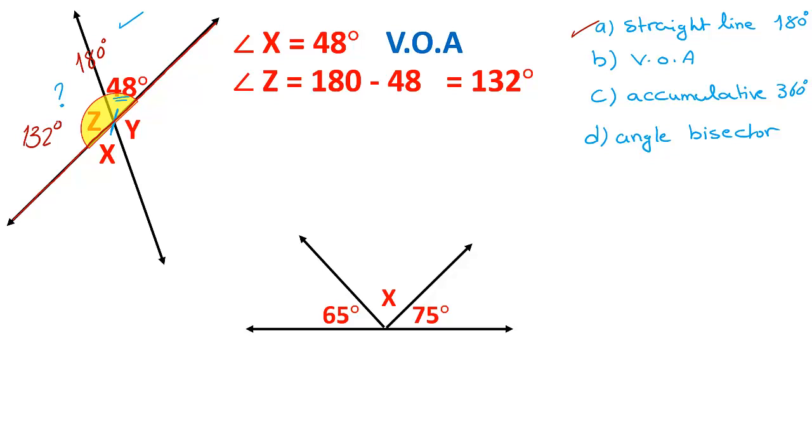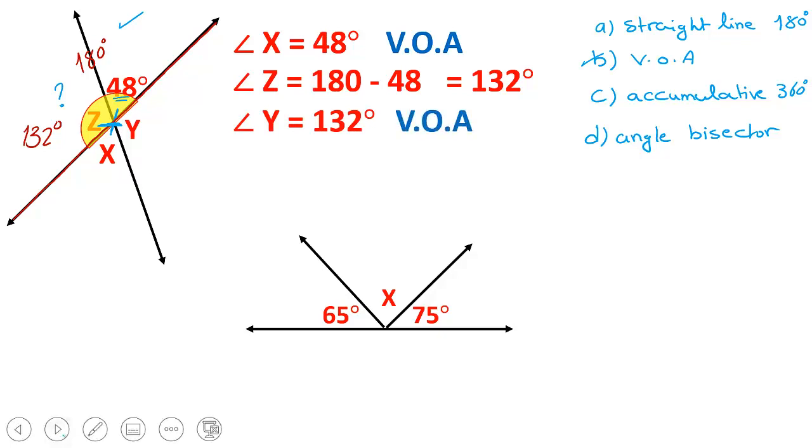Can I find now angle Y? So let's go again and ask ourselves the four questions. Is angle Y on the same straight line with angle Z? No. Are they resulting from the intersection of two lines, so I have VOA? Yes. Angle Z and angle Y are vertically opposite to each other, so angle Y is equal to angle Z. Angle Y is equal to 132 degrees because it's a vertically opposite angle. I hope it's clear now, Prep 1.